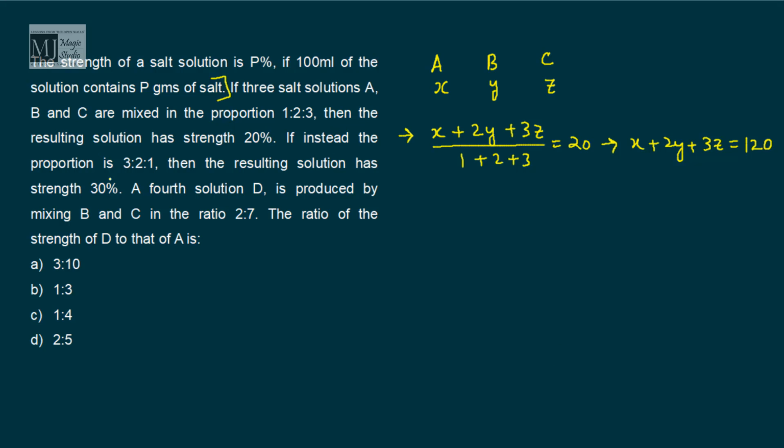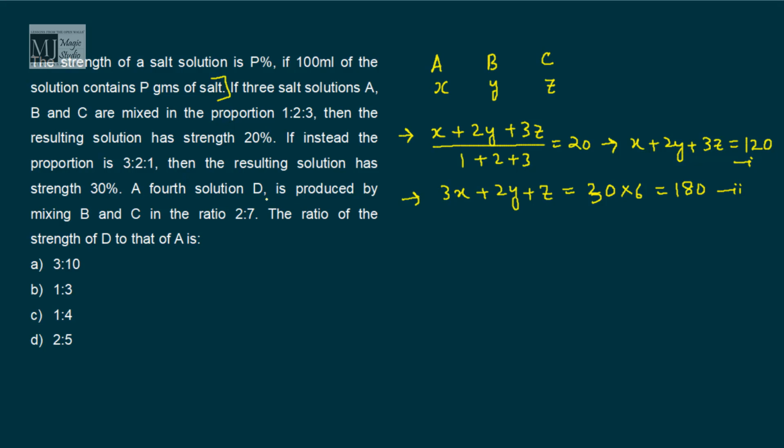If instead the proportion is 3 is to 2 is to 1, the resulting solution has strength 30%. That means 3x plus 2y plus z would be equal to 30 into (1 plus 2 plus 3, which is 6), that is 180. So we have two equations now.